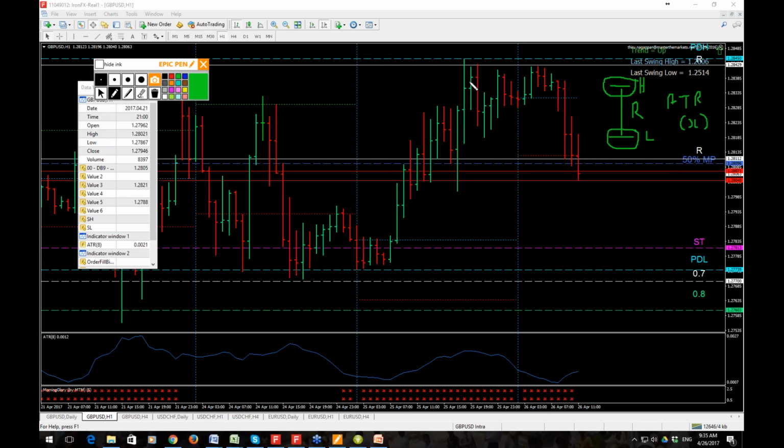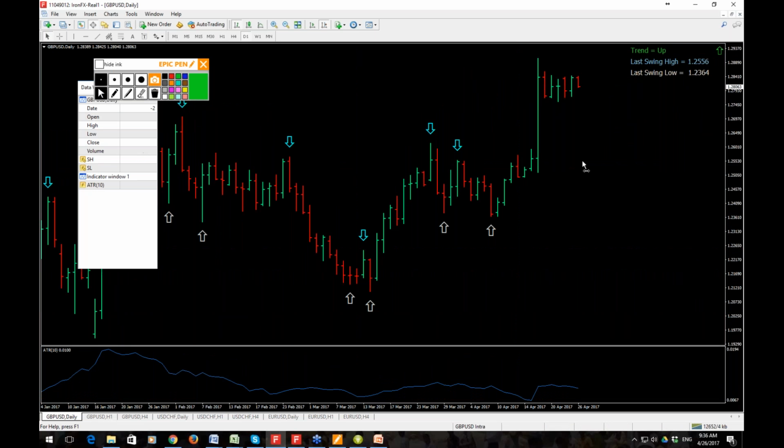Now, this whole range calculation, we would do it on the daily time frame, okay? On the daily time frame, on all these bars. So we get that number from there first, right?